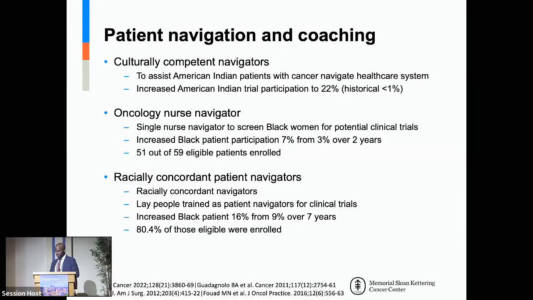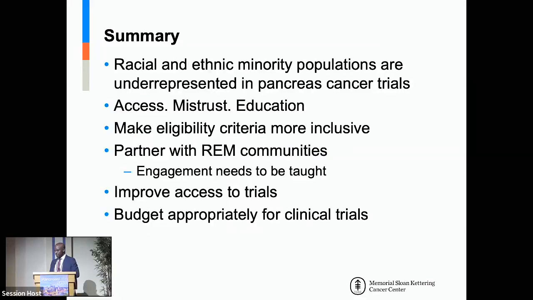Using an oncology nurse increased Black patient participation over the course of 2 years from 3% to 7%, with 51 out of 59 eligible patients being enrolled in these trials. Racially concordant patient navigators were also shown to be helpful. So there are different types of navigators that we can utilize to improve enrollment and engagement with oncology patients.